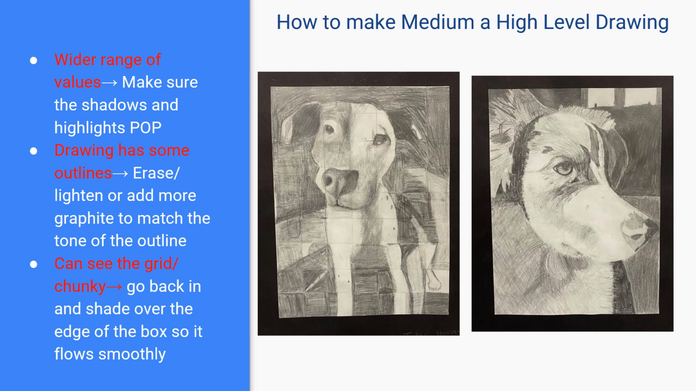Another thing that we have to do is you can still see the grid. It's very chunky, very boxy. So I would tell this student to go back over and shade the entire thing. Don't just do it one box at a time, but flow over the entire thing. So on the back hind legs, have it all flow together. Same thing with the face. Maybe even go back and erase some of that grid as well so that it's all smooth.